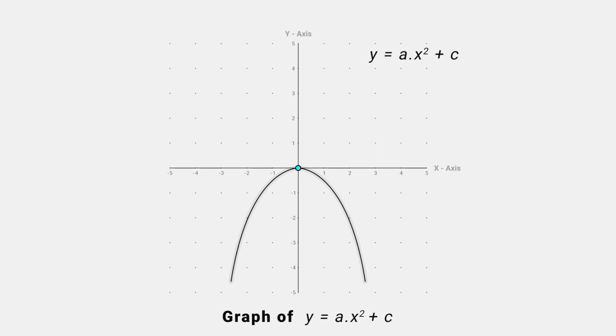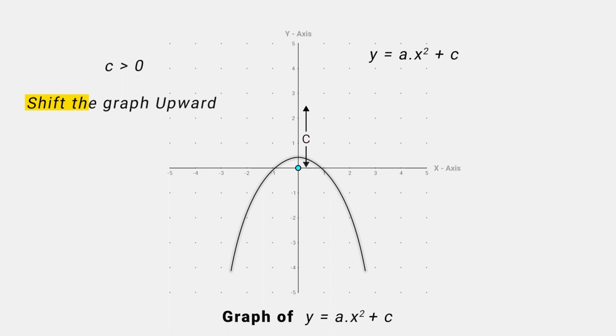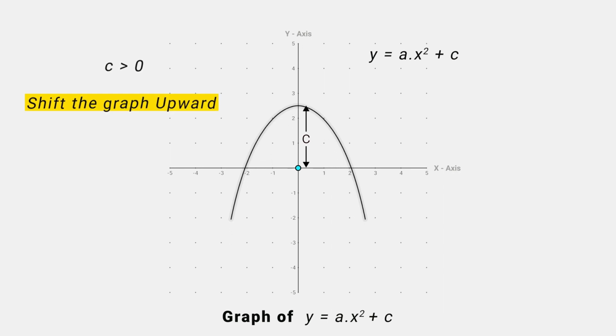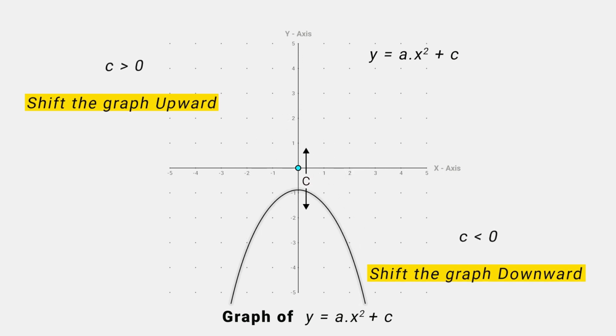Now if we add some constant c to our function, then if c is positive, our graph shift upward by c unit, and if c is negative, then our graph shift downward by c unit.